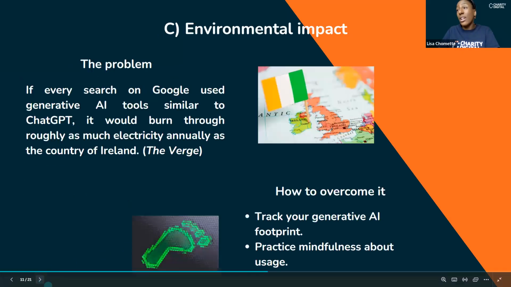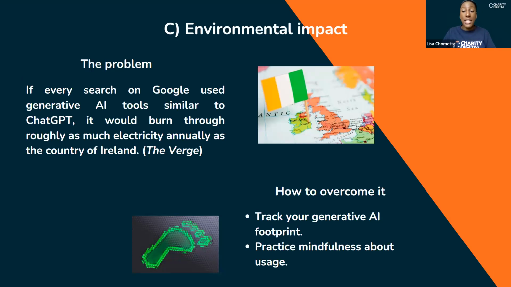And last but not least, the environmental impact. So The Verge recently produced an interesting fact. If every search on Google used generative AI tools like ChatGPT, because it's the most famous one, it would burn through as much electricity annually as the whole country of Ireland. That is every light bulb, everything that is electrical in Ireland being switched on for a whole year, non-stop.